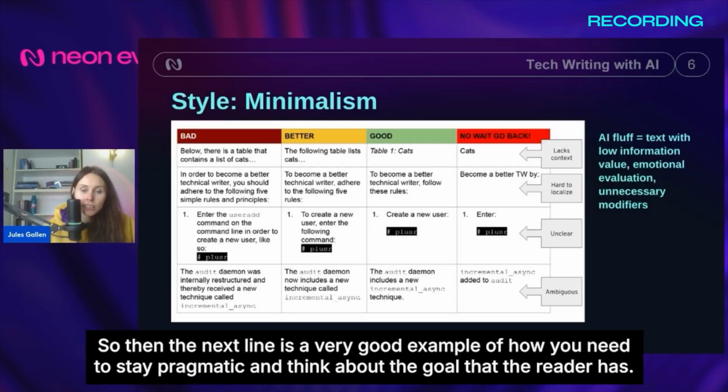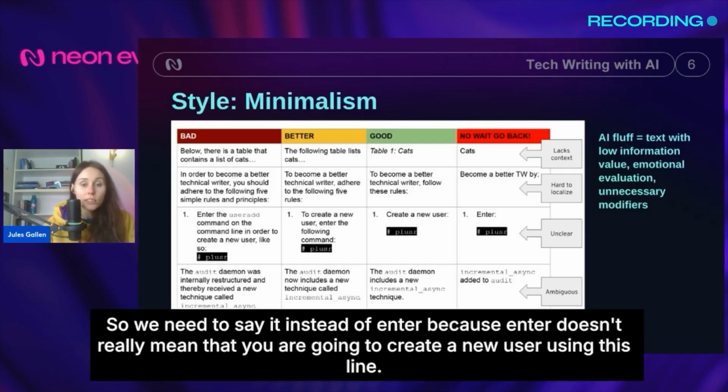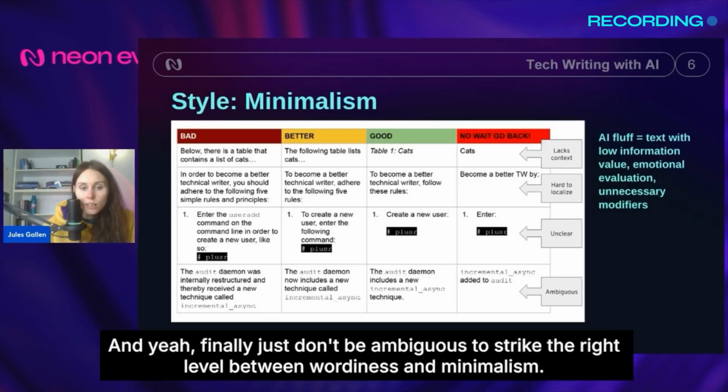So then the next line is a very good example of how you need to stay pragmatic and think about the goal that the reader has. So the goal that the reader has here is how to create a new user using this line. So we need to say it instead of enter, because enter doesn't really mean that you are going to create a new user using this line. That's why the pragmatic and short way to convey this message would be just create a new user. And yeah, finally, just don't be ambiguous.